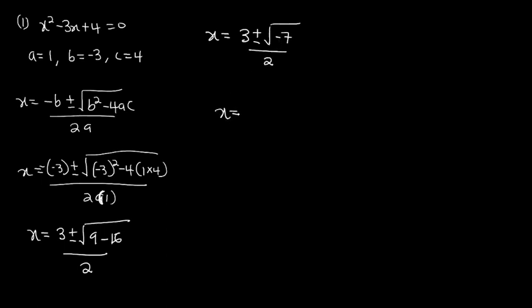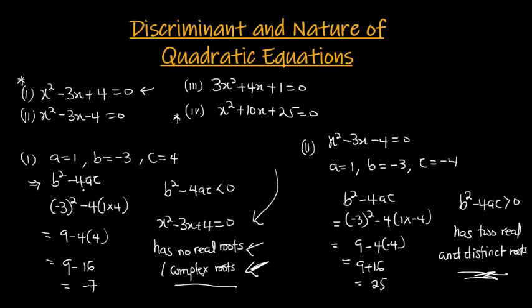So my two x values will be 3 plus root negative 7 on 2, and then x will be 3 minus root negative 7 on 2. Having a negative number under the root sign gives us a complex value. If we punch this into the calculator, we'll get 3 plus i root 7 something. So that is a complex number, and that was what we found after finding the discriminant of the equation. From the discriminant, we realize that it has no real root, or it has a complex root.